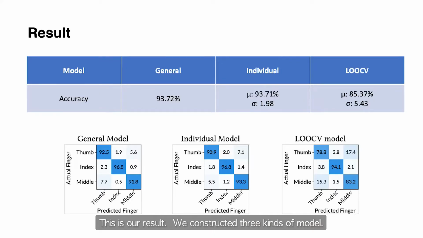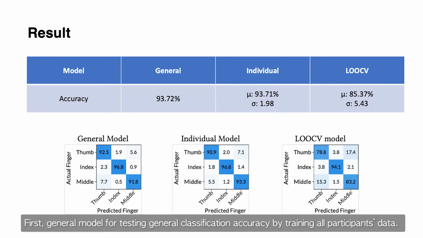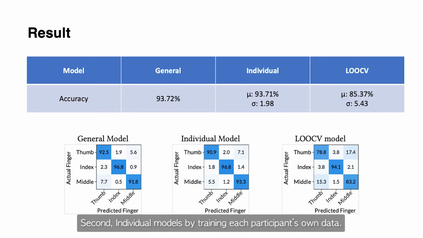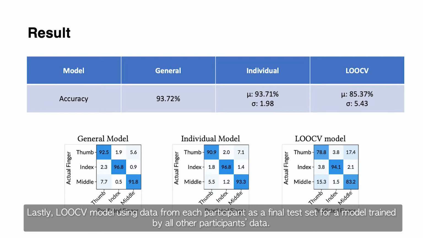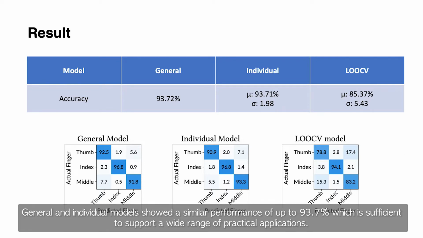This is our result. We constructed 3 kinds of model. First, a general model for testing general classification accuracy by training on all participants' data. Second, individual models by training on each participant's own data. Lastly, a leave-one-participant-out model using data from each participant as a final test set for a model trained by all other participants' data. General and individual models showed a similar performance of up to 93.7%, which is sufficient to support a wide range of practical applications.